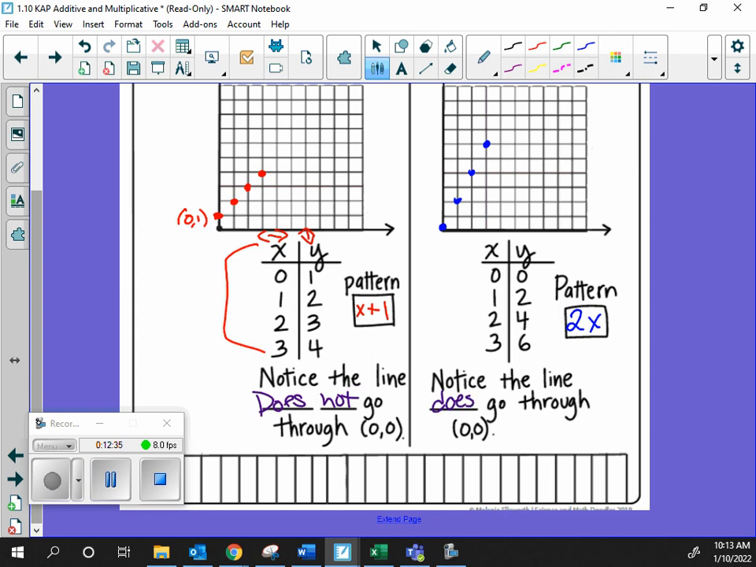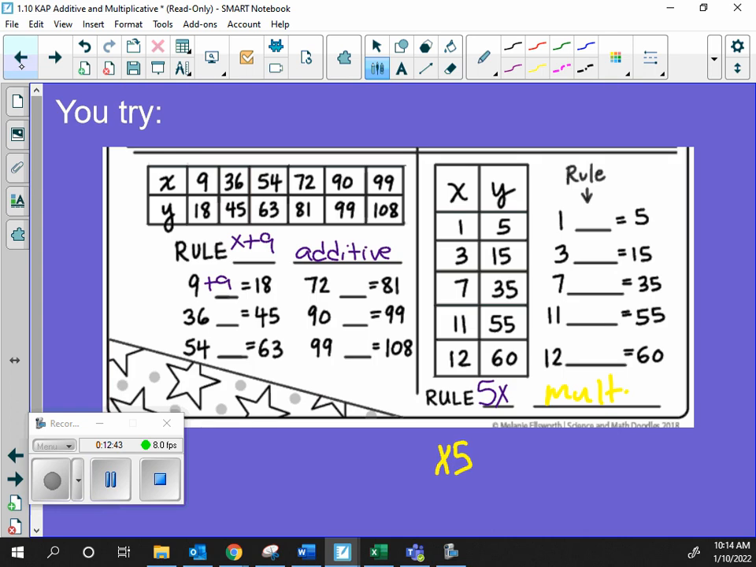Now, I want to see if that's going to be true every single time. Okay, so Ms. Lytle's going to backtrack on the ones that we've already done. Y'all can just walk up on the board. Okay, on this one, we said that the rule was +9. So if I had 0 and I added 9, what would my output be? 9. Does that go through the origin? No, because that's 0, 9.